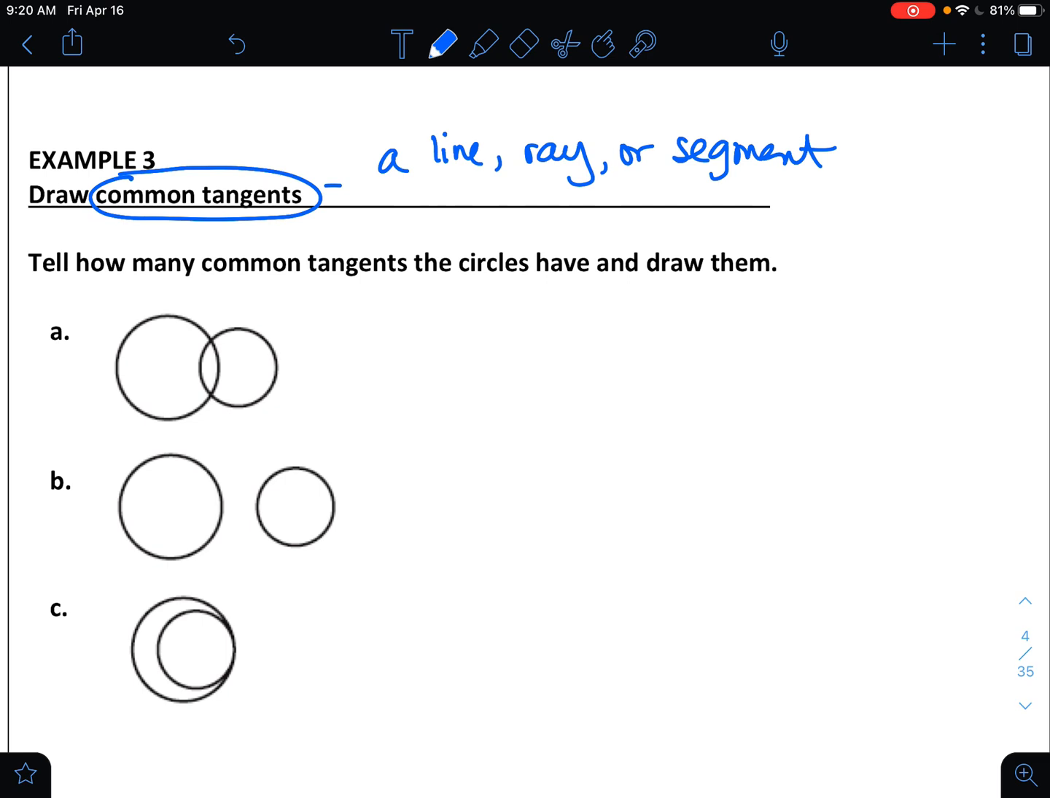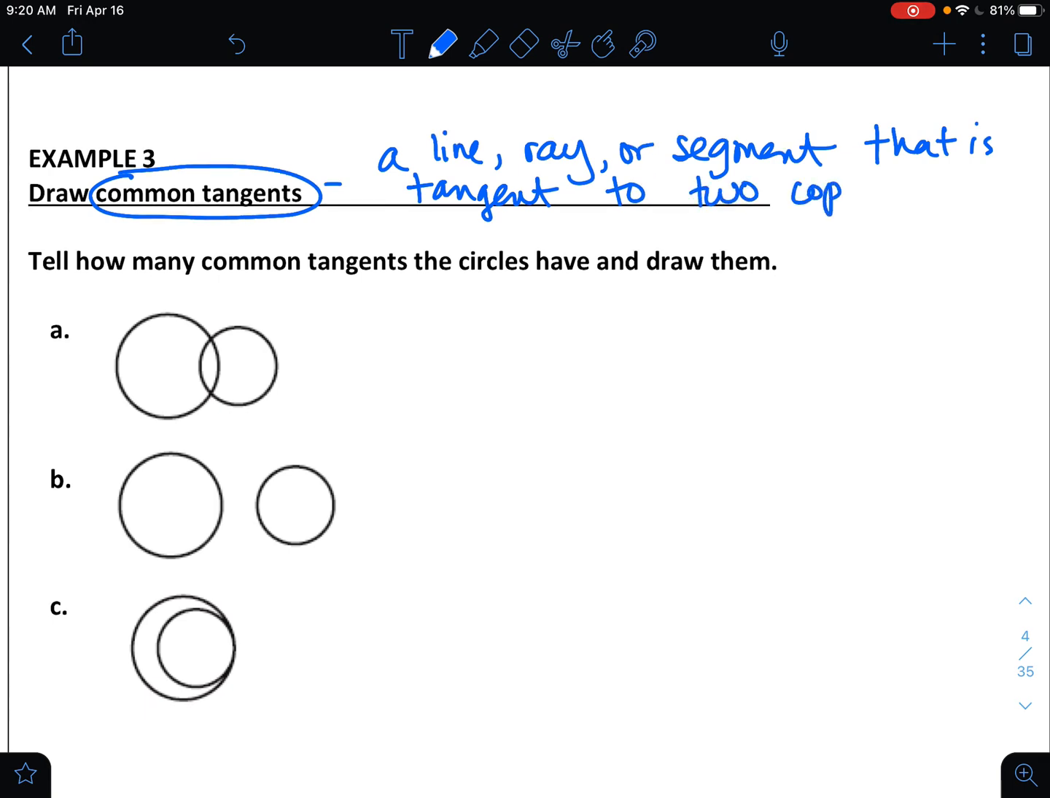A line, ray, or segment that is tangent to two coplanar circles. So I want a line, ray, or a segment that's tangent to two circles, and those two circles have to be in the same plane.